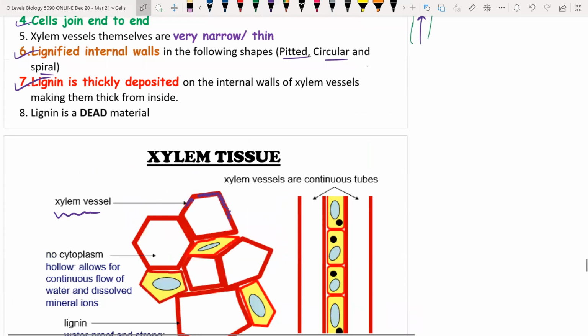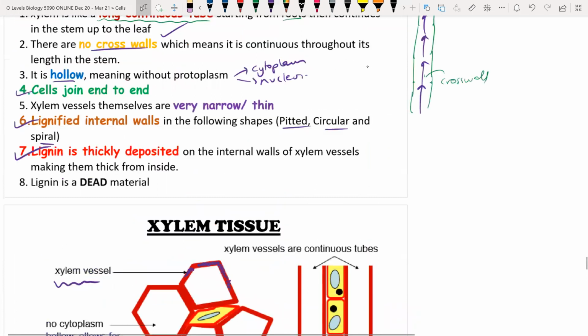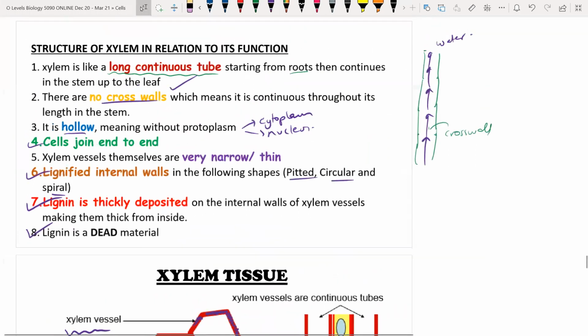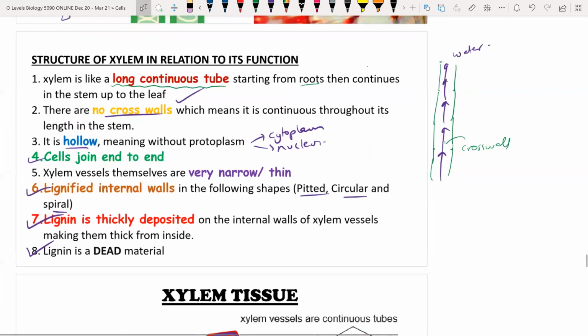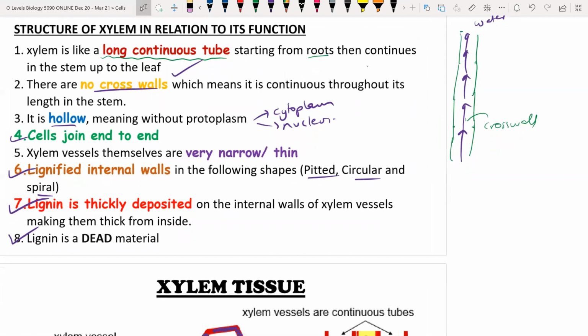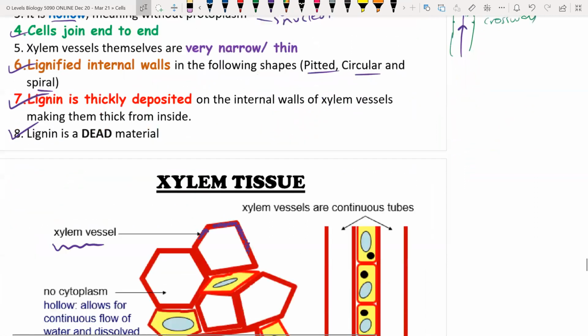Okay, and last but not the least, lignin is a dead material. It's not living, and that's why, by the way, xylem is a dead vessel. Unlike phloem, which has living cells, xylem does not have living cells. So these are 8 points, structural features that relate to its function. I've deliberately put different colors on these keywords so that it's easy for you to remember, once I share this file with you at the end of the lesson today.